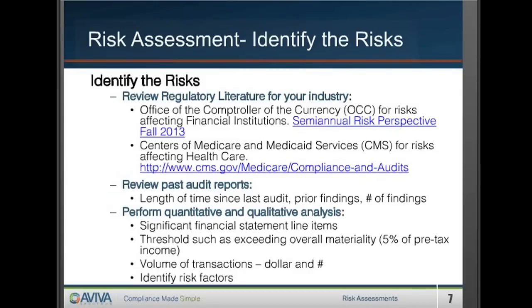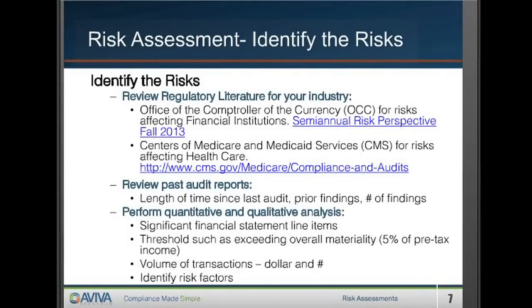We also want to look at the prior findings. What were some of the issues that they had in the past? When they remediated them, was it a one-time, hey, just to get internal audit off our back? Or is this something that they continue to do and put in practice to make sure that they remain compliant? Then we also look at the number of findings. And finally, we would perform some quantitative and qualitative analysis.